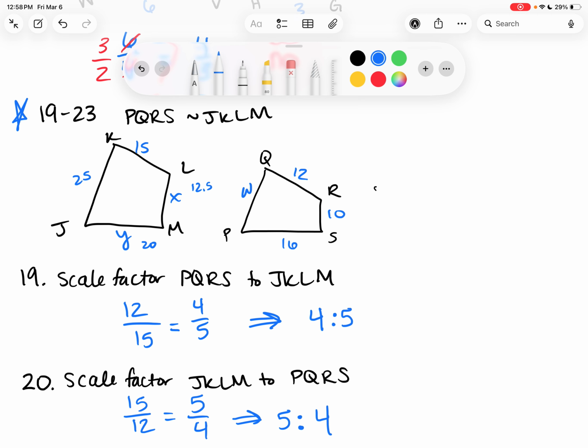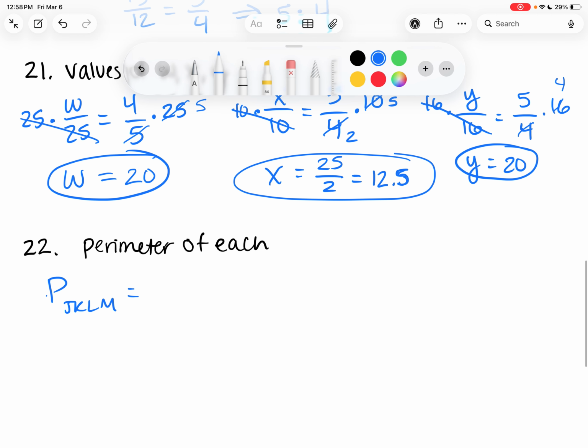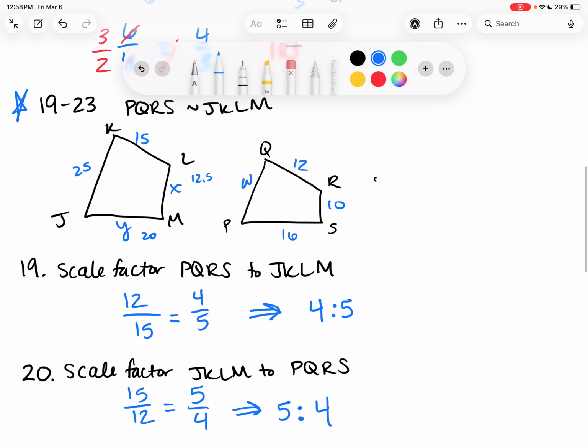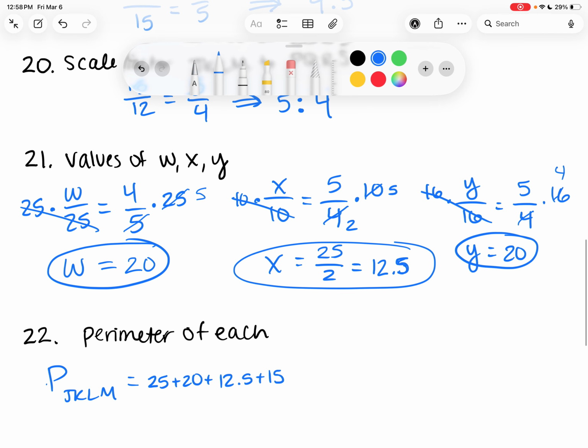Add all the sides. Yep, just add all the sides up. So it's going to be, to look at my paper, 25 plus 20 plus 12.5 plus 15. That was all the sides, right? 25, 15, 20, and 12.5. Yep, okay. Since I have to scroll, I have to make sure I get them all. 72.5. So that's the perimeter of JKLM.